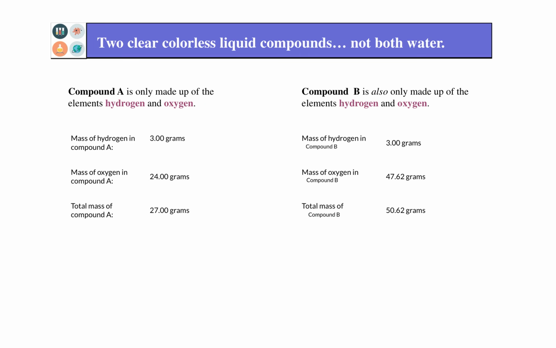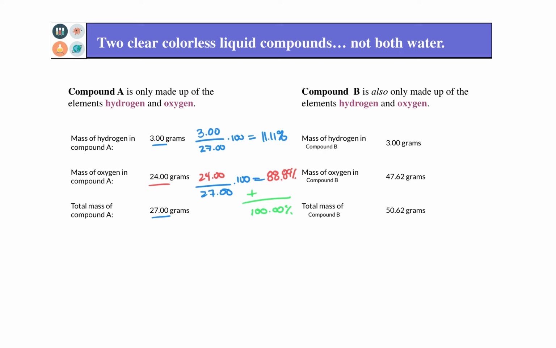So in this example, we have 2 compounds that are both clear, colorless liquids that are made up of only hydrogen and oxygen. Are they both water, or are they different compounds? We can use percent mass data to see if they're the same compound. We take the mass of hydrogen in compound A, which is 3 grams, and divide that by 27 grams, the total, and multiply that by 100 to find that it is 11.11% hydrogen by mass. Doing the same for the oxygen in compound A, we see that oxygen is 88.89% of the mass.